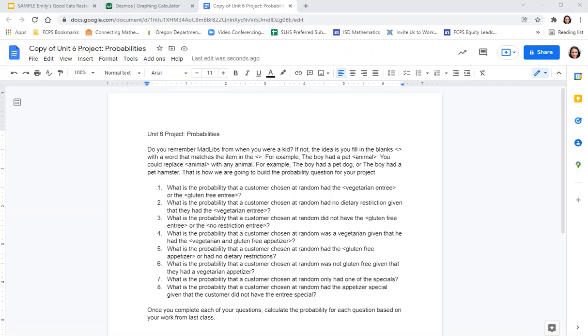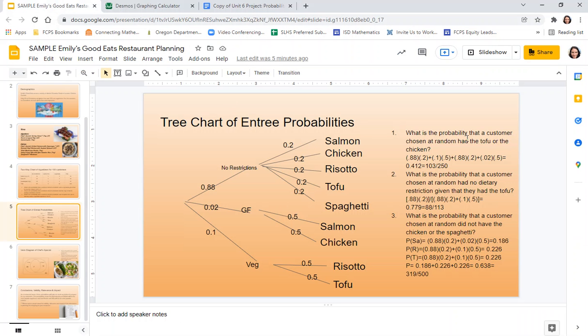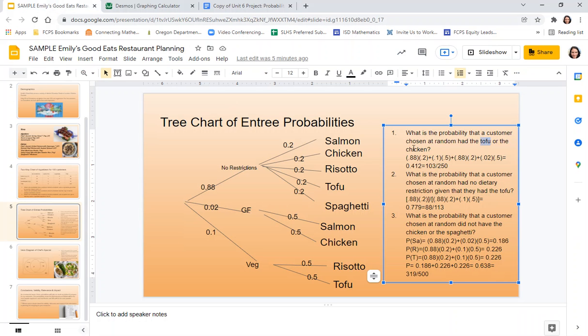So I'm looking at my project, of course, which is slightly different from yours, but you can follow the same steps. Number one says, what is the probability that a customer chosen at random had the vegetarian entree or the gluten-free entree? This is a question about entrees. You need to actually choose an entree to put in there. So we're not talking about any vegetarian entree. We're talking about the one you choose. If you look at my project, for vegetarian entree, I chose tofu, and for gluten-free, I chose chicken.